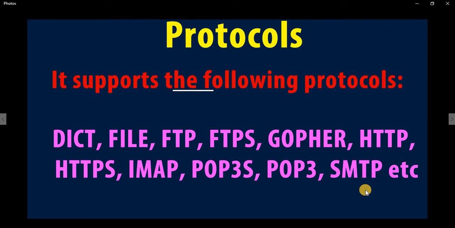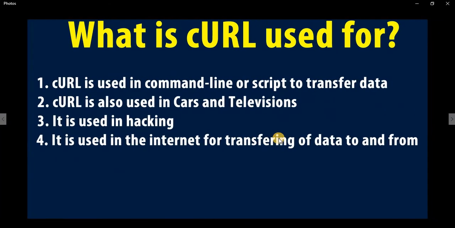So let's take a look at the protocols that cURL supports. cURL supports the following protocols: DICT, FILE, FTP, FTPS, Gopher, HTTP, HTTPS, IMAP, POP3S, POP3, SMTP, and the likes. There are quite a lot of protocols that it supports, which you can Google and find out by yourself. But these are the most popular ones that are really used with cURL. So let's check the next slide.